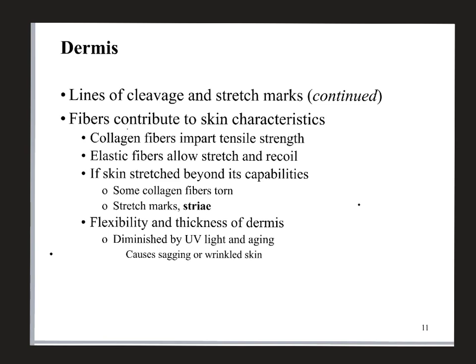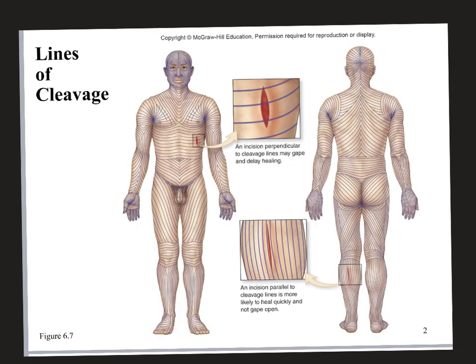These fibers contribute to skin characteristics, right? Tensile strength, right? And then you end up with some skin stretching. So the skin stretches in certain areas, and if it's stretched beyond that, you end up with the tearing of collagen fibers, and you end up with stretch marks, or striae. Okay, so let's see what it looks like. So here are the lines of cleavage. Okay, and you can see these lines are showing you the direction of how the collagen fibers in that area are aligned.